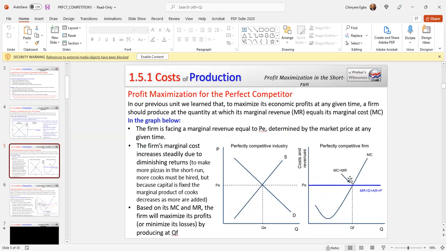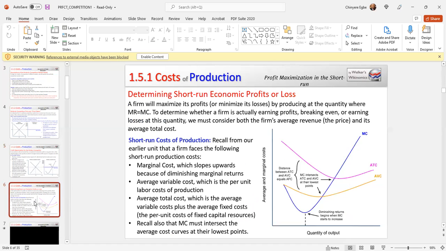Now, what happens then is that you can see the profit for the perfectly competitive firm is maximized where price is equal to marginal cost. The marginal cost will be rising, as you can see. And so the quantity that will make the most profit is the quantity at which marginal cost is equal to marginal revenue, which is also equal to price. So for each additional unit that you sell, you make exactly the same extra money.